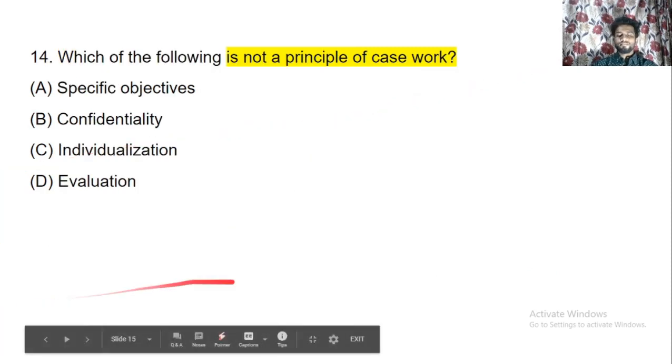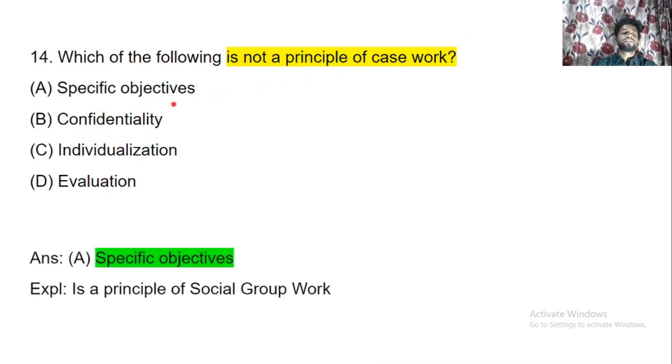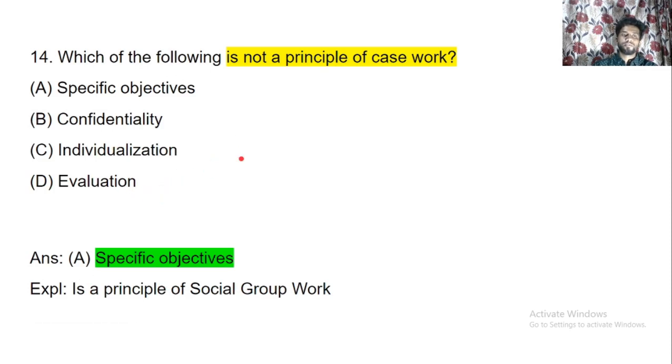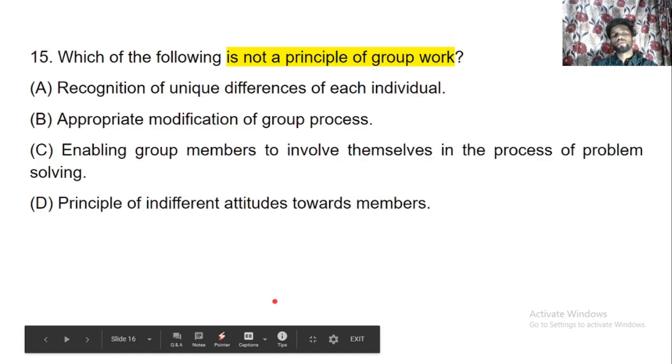Which is not a principle of casework? Not a principle of social casework. We know that specific objectives is not a principle of casework because it is a principle of social group work. Confidentiality is a principle of social casework, individualization is a principle of casework, evaluation is also a principle of casework, but specific objectives is not a principle of casework because it is a principle of group work.